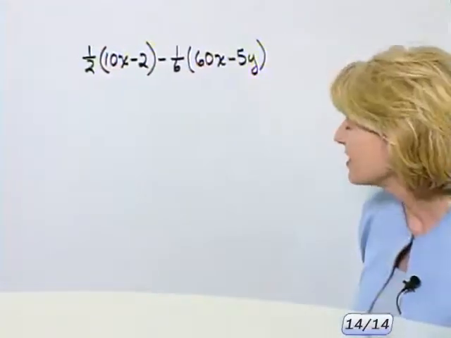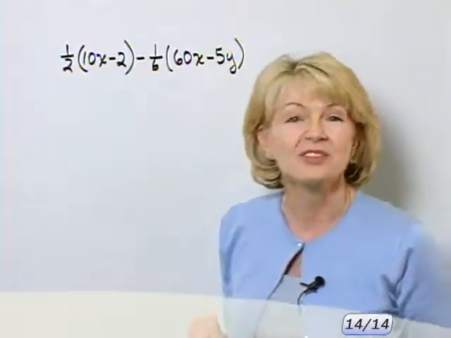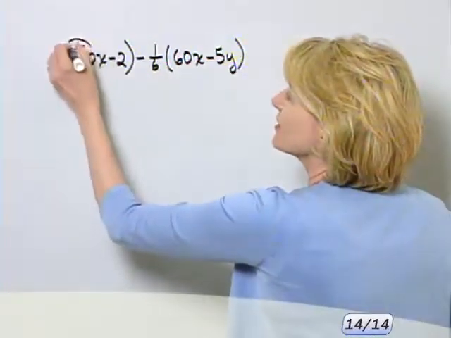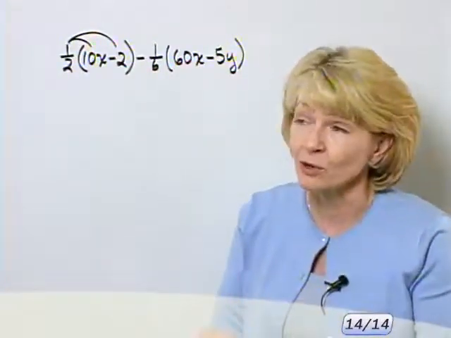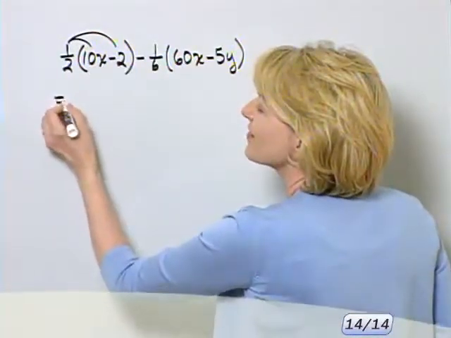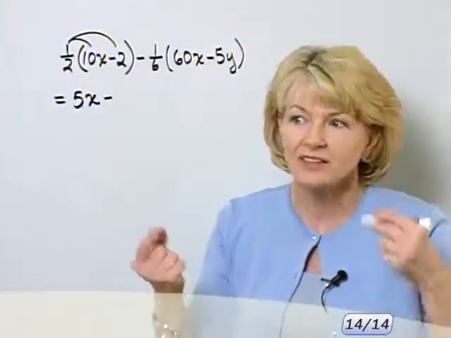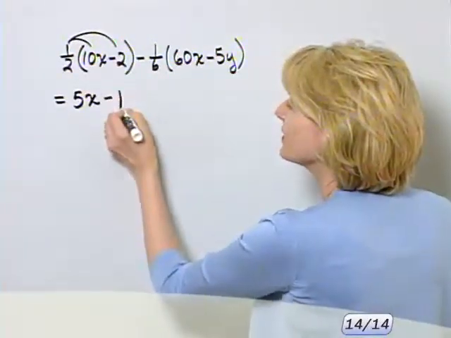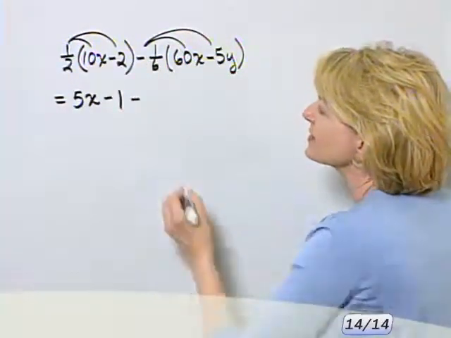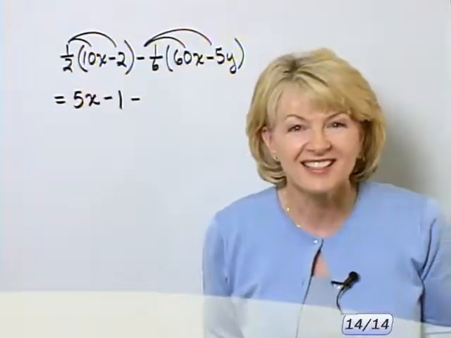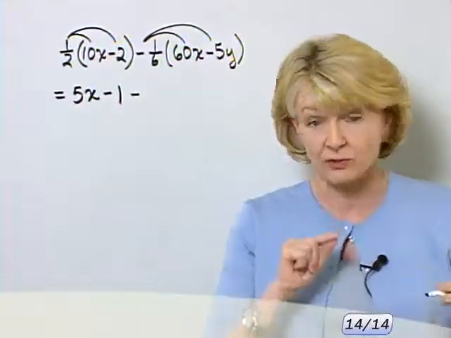Let's simplify this expression. Now, to begin simplifying this expression, let's use the distributive property. So what is 1/2 times 10x? Well, 1/2 of 10, or 1/2 times 10, that is 5. So I have 5x minus 1/2 times 2, that's 2 over 2, or 1. Now let's be very, very careful here. It's minus, what is 1/6 of 60, or what is 1/6 times 60? It is 10. 60 over 6, which is 10.